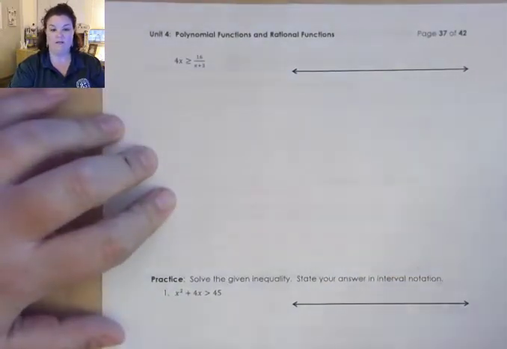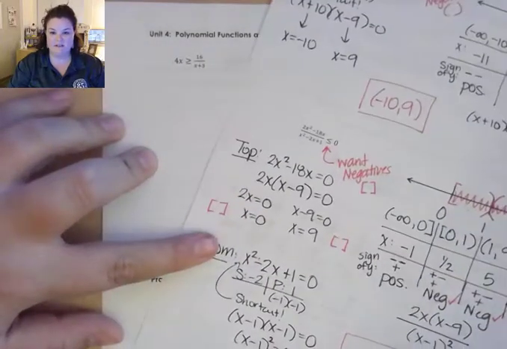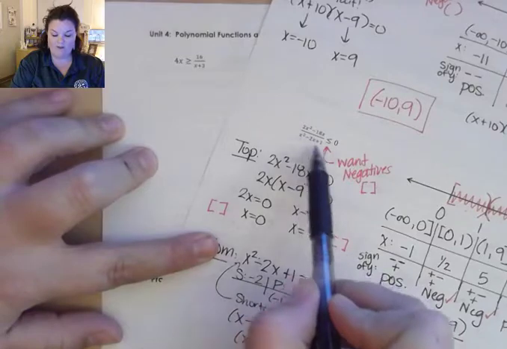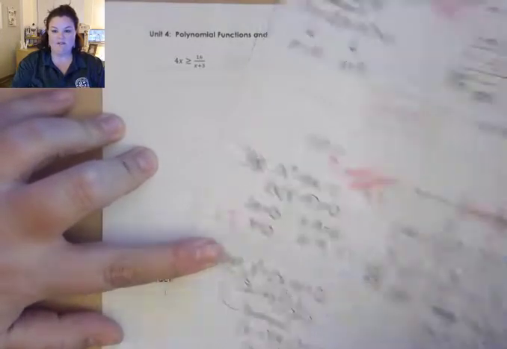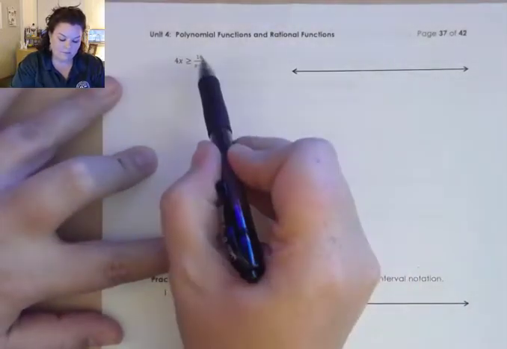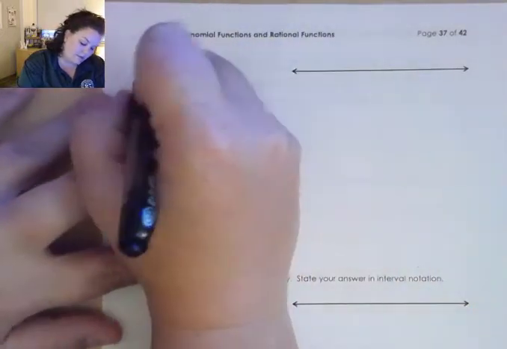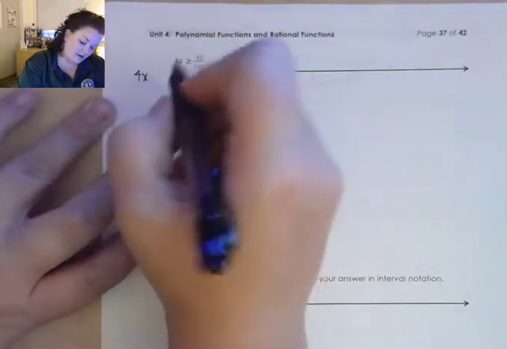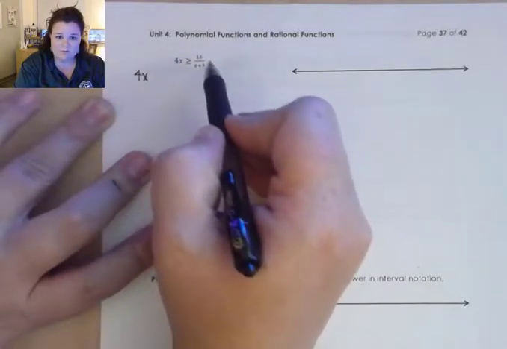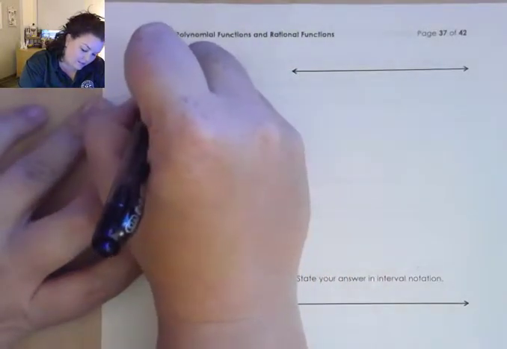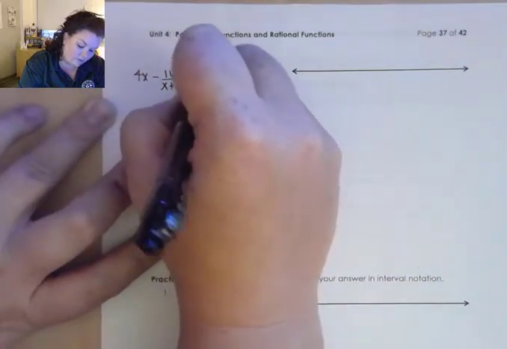So on this one, I want it basically to look like this one we just did. The one we just did, notice I had one fraction on one side and 0 on the other. So I want to do the same thing here. So I'm going to move this 16 over x plus 3 over to the other side. So I have my 4x that was already there. And when I move 16 over x plus 3, this is a positive term. So to move it, I'm going to have to subtract 16 over x plus 3. And that's greater than or equal to 0.